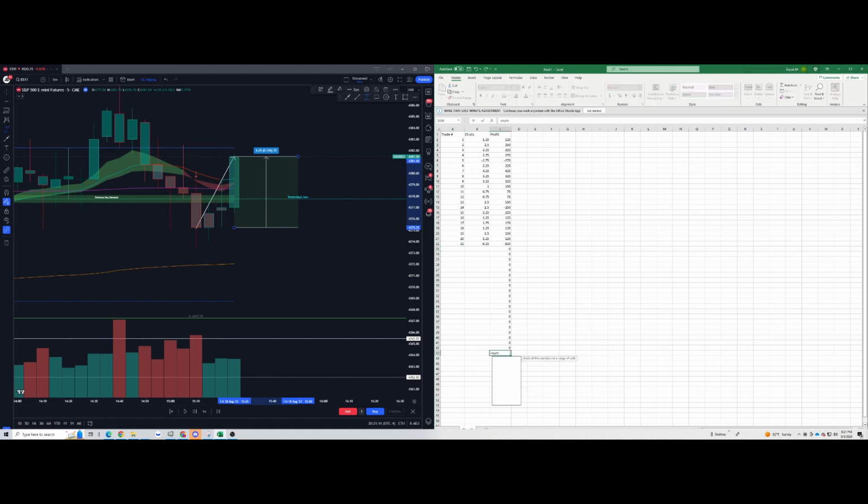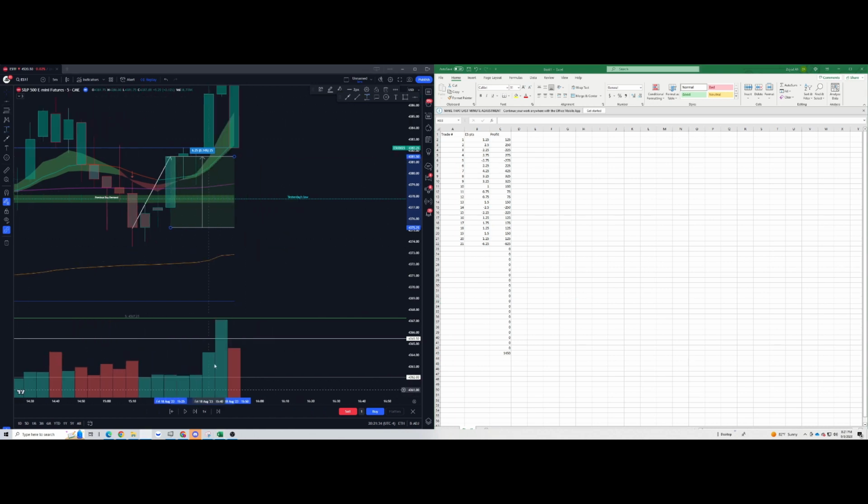Let me actually see what we're at. Okay, equals sum. Let's just sum. What am I doing wrong here? There we go. We're going to sum this column. We're still at 1450 profit off one contract, so that's pretty good. So let's continue, even after that big loss.